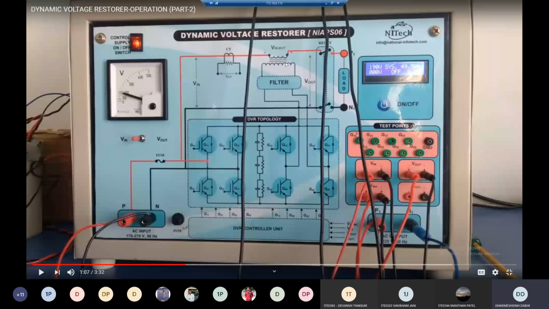How does it inject? It injects in phase with the supply voltage, because here we want to increase the voltage. Whenever your supply voltage is positive, at the same time the positive voltage of this 30 volt is injected. So that makes the voltage at the load side 220 volt, the rated voltage. Exactly opposite in the voltage swell condition. So I think it is clear to all of you how this DVR operates.